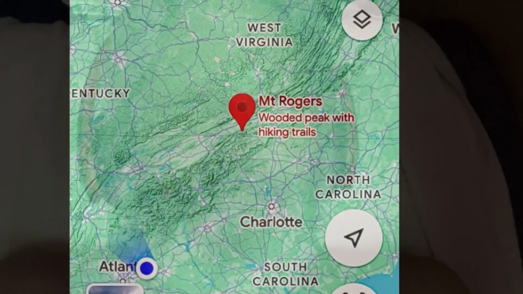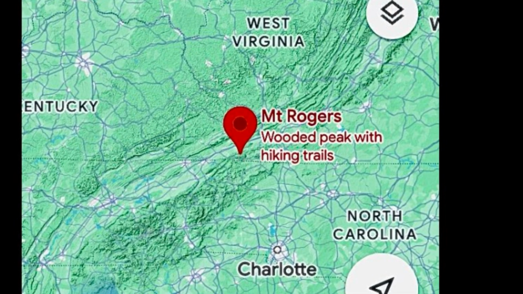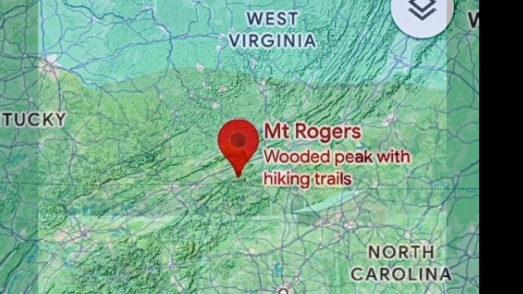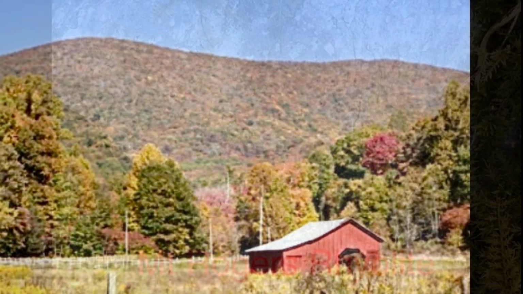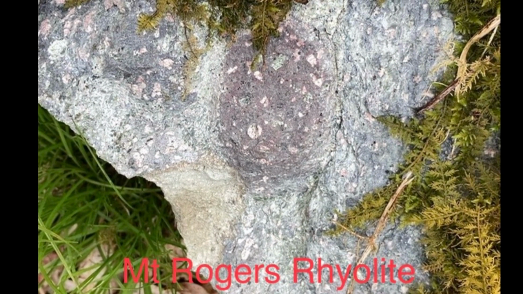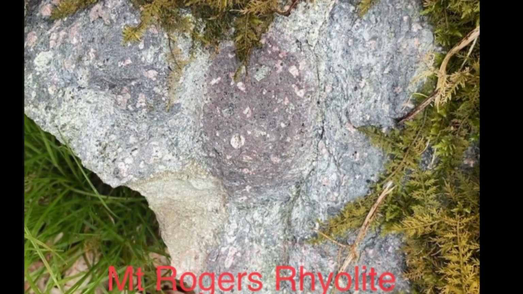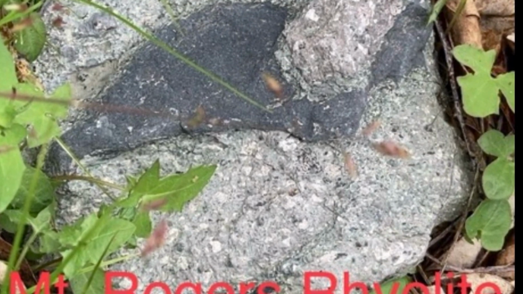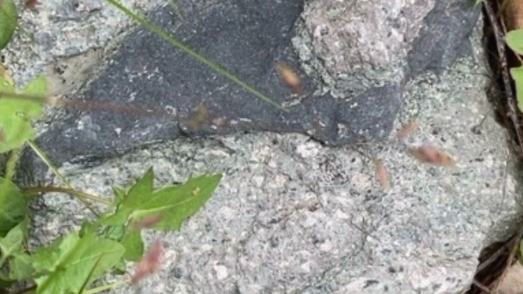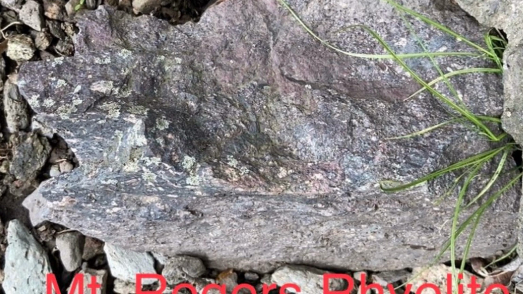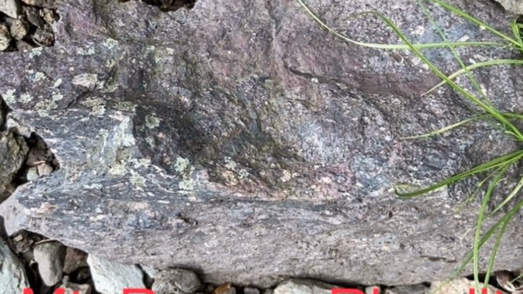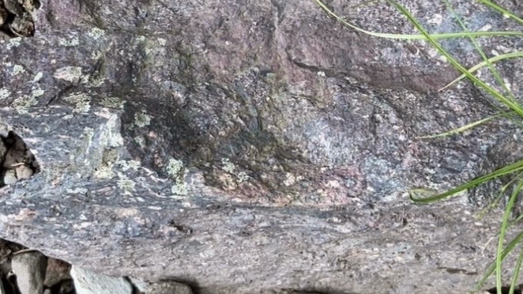Hey guys, let's look at an example of continental rifting closer to home. This is Mount Rogers in Virginia. It is part of the National Forest. I believe it's the George Washington National Forest. When supercontinent Rodinia rifted apart between 750 and 550 million years ago, a lot of rhyolite was produced here. Mount Rogers is made mostly of this rhyolite. It is a felsic lava.